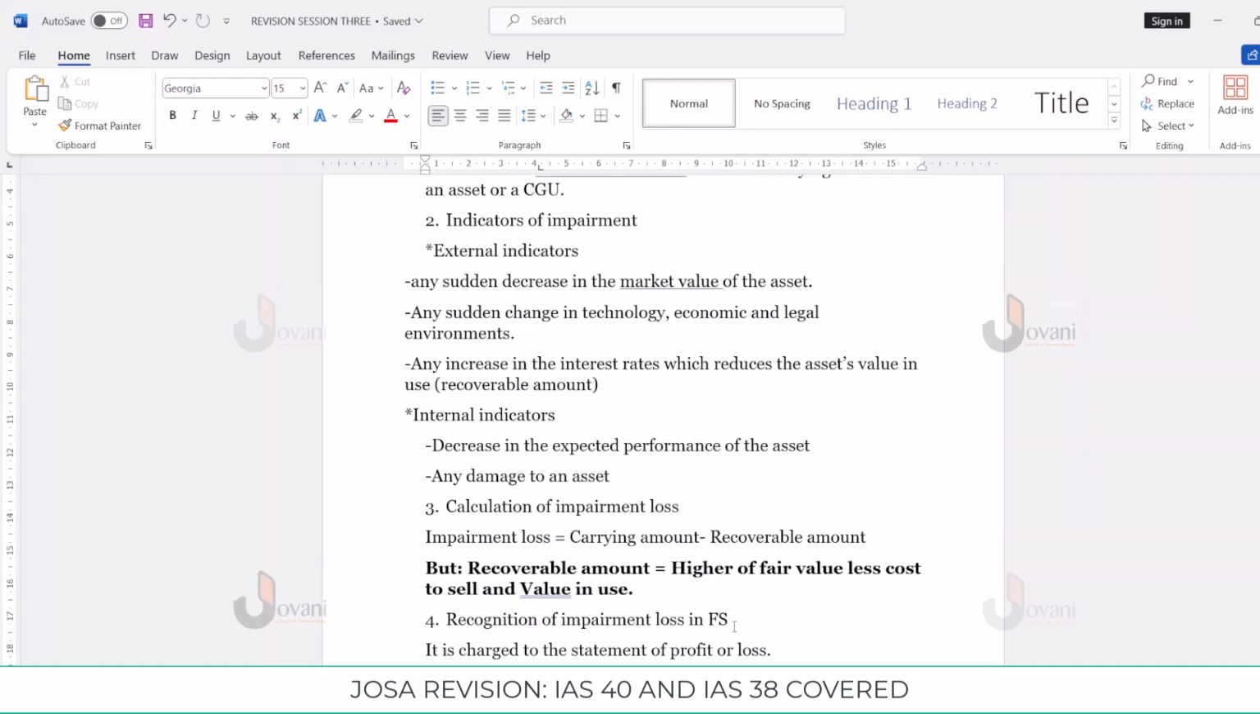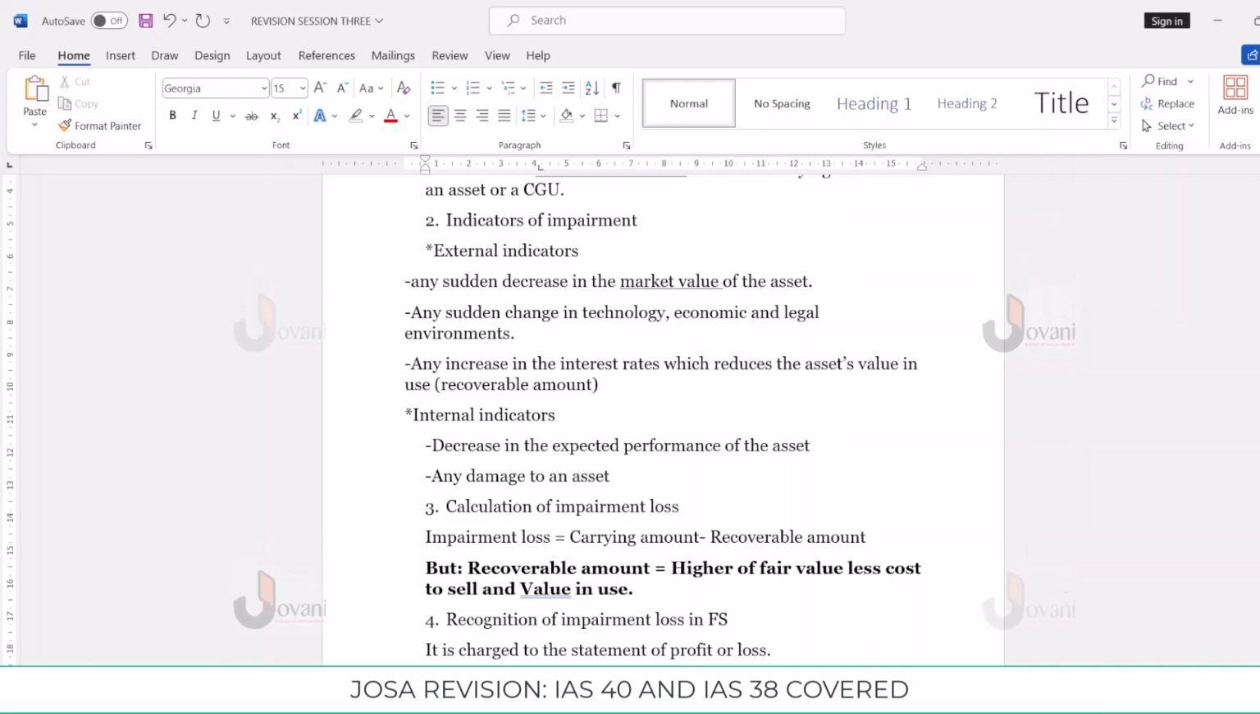However, there is a point. Under what conditions can we take impairment to other comprehensive income? Yes, Florence. In case there is a revaluation surplus, you take the impairment loss and you reduce it, so the balance is taken to the profit or loss after reducing the revaluation surplus. Very good.